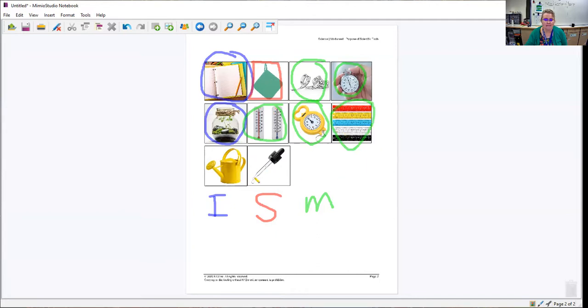What about the watering can? I don't measure with it, and it's not necessarily a safety tool. So I'm going to call that an investigation tool. It might be something that I would use to water plants that I was investigating or something along that line.